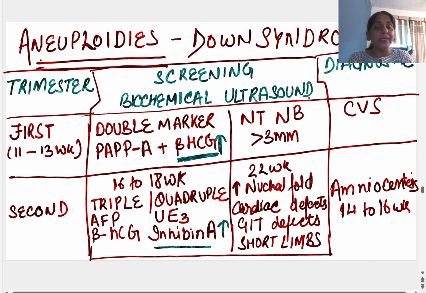Okay, second trimester, what are the tests we do for screening? Till now we are only discussing screening. What are the tests we do in the second trimester? Triple marker or quadruple marker. What are the triple marker tests?